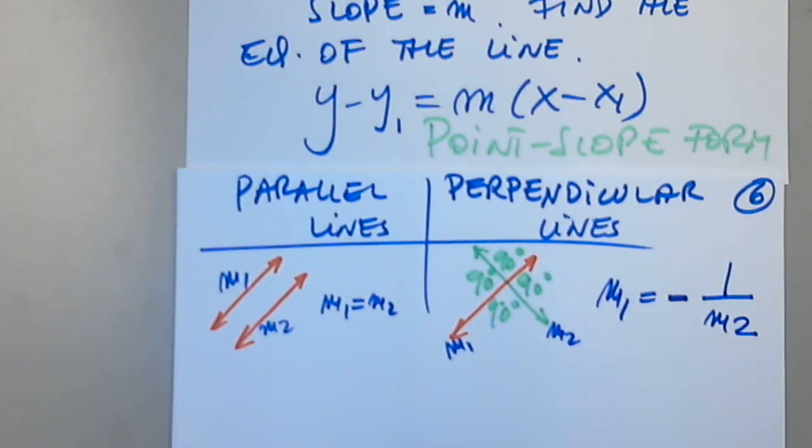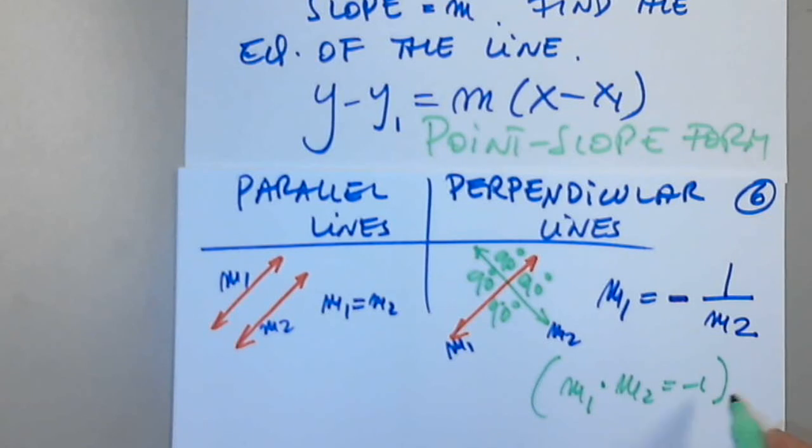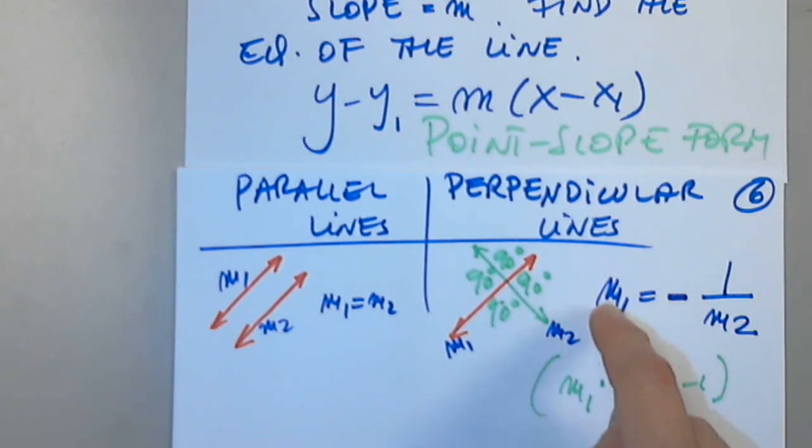I personally don't remember it like this. I cross multiply. So I like to remember it as m1 times m2 equals negative 1. It's easier for me. It doesn't matter. It's the same thing. If you put this over 1 and you cross multiply, you get this one. Good. So let's look at a few examples now. Any questions for me?